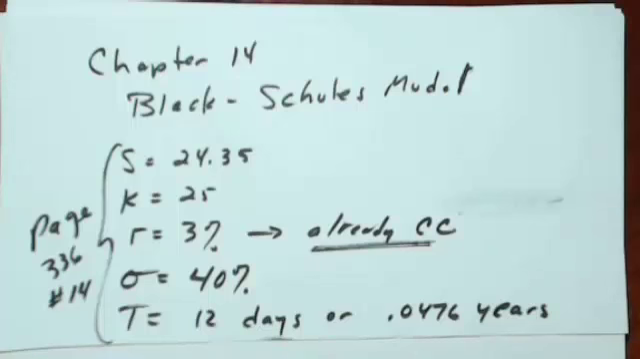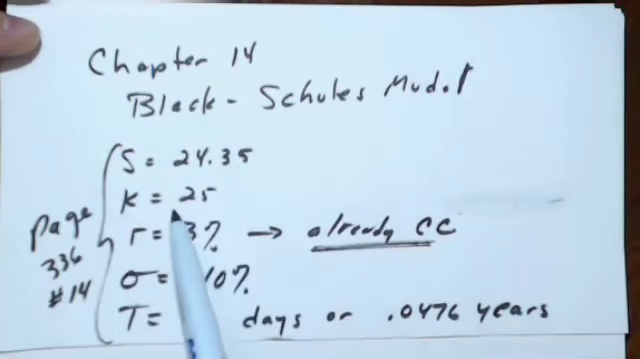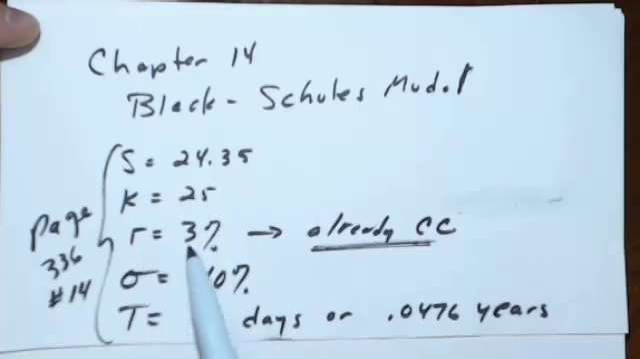This video will cover Chapter 14, the Black-Scholes model. I'm going to cover an example that's on page 336, problem number 14. And here the stock price is $24.35. K is 25, R is 3%.